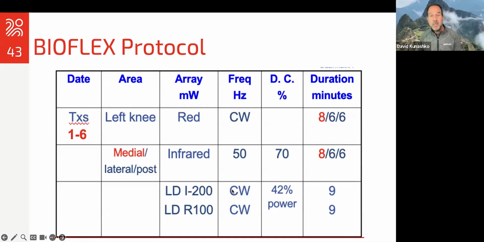Laser probe, continuous wave, 42% power is roughly 75 milliwatts. And you're going to treat along the joint line, anywhere where it's tender, trigger points, swelling areas, that kind of thing, up to 9 minutes total time, 10, 15 seconds per point. If you have the red probe, you can also use that at 100%.